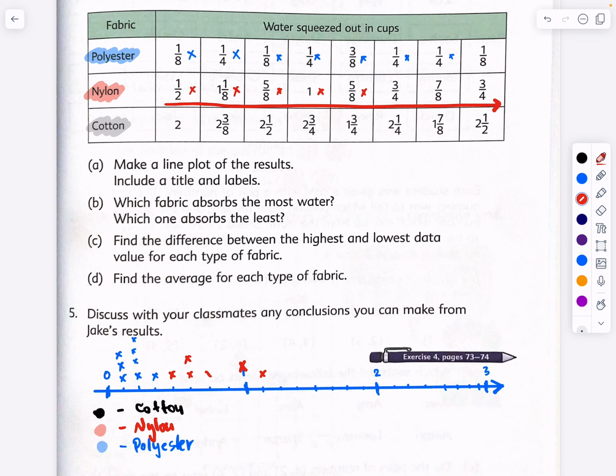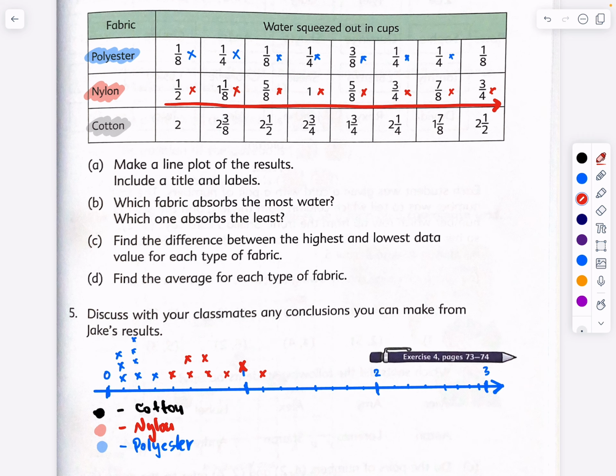3/4, which is 6/8. Okay, finish that value. 7/8, we plotted that value, and another 3/4, which is 6/8. So here is where we finished 8 values. We can compare. Do we have 8 value points, data points for nylon? Yes, 1, 2, 3, 4, 5, 6, 7, 8.